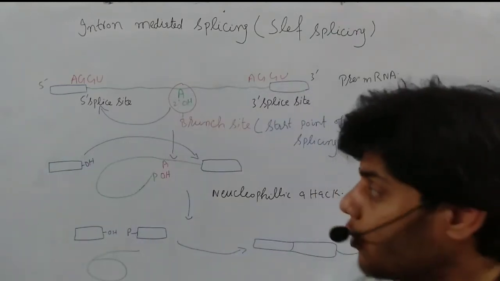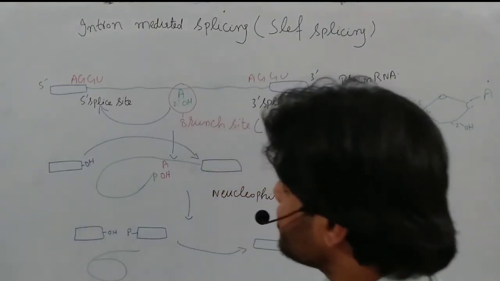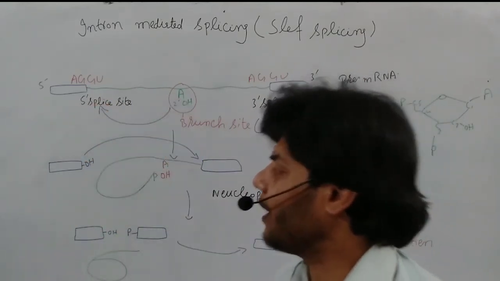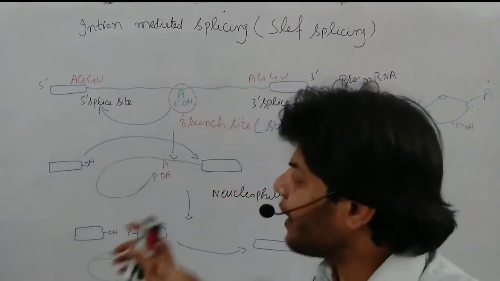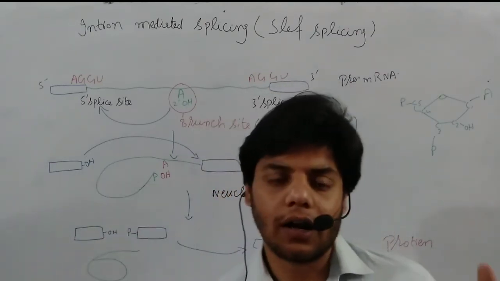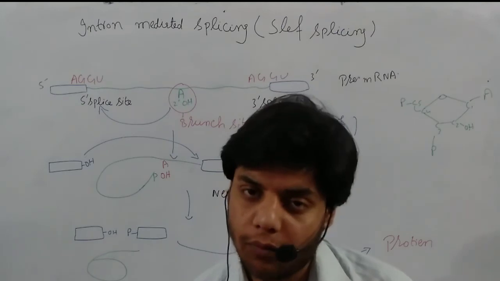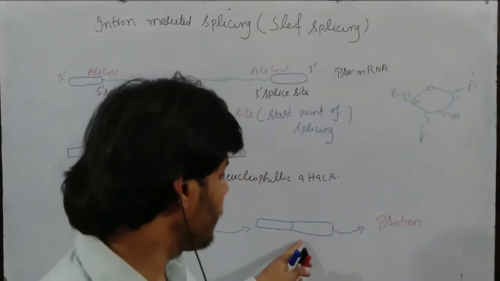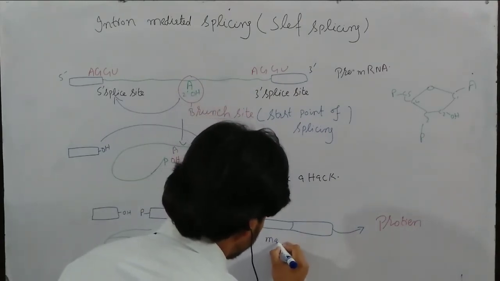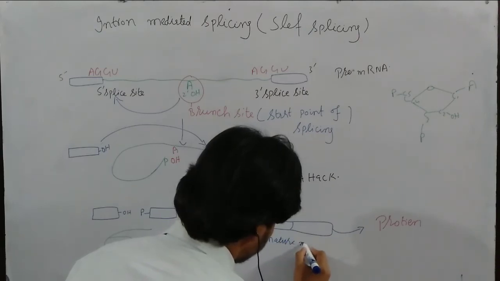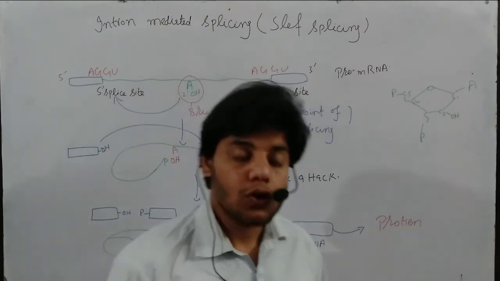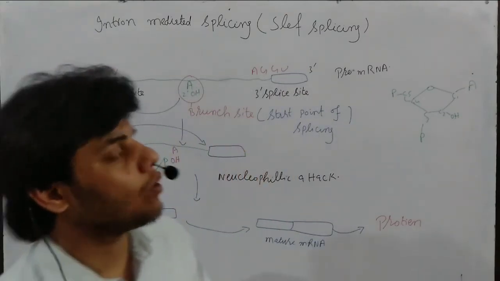So again in this case we don't require any kind of protein, we just require the nucleophilic attack or the hydroxyl group in both intron and exon. In this way the intron portion is cleaved out automatically and the exon portions are connected to each other without the involvement of any protein. So finally we get the mature mRNA. So this is the mature mRNA. All of you should know this mature mRNA will give rise to the protein. So this is all about intron mediated splicing or self-splicing.